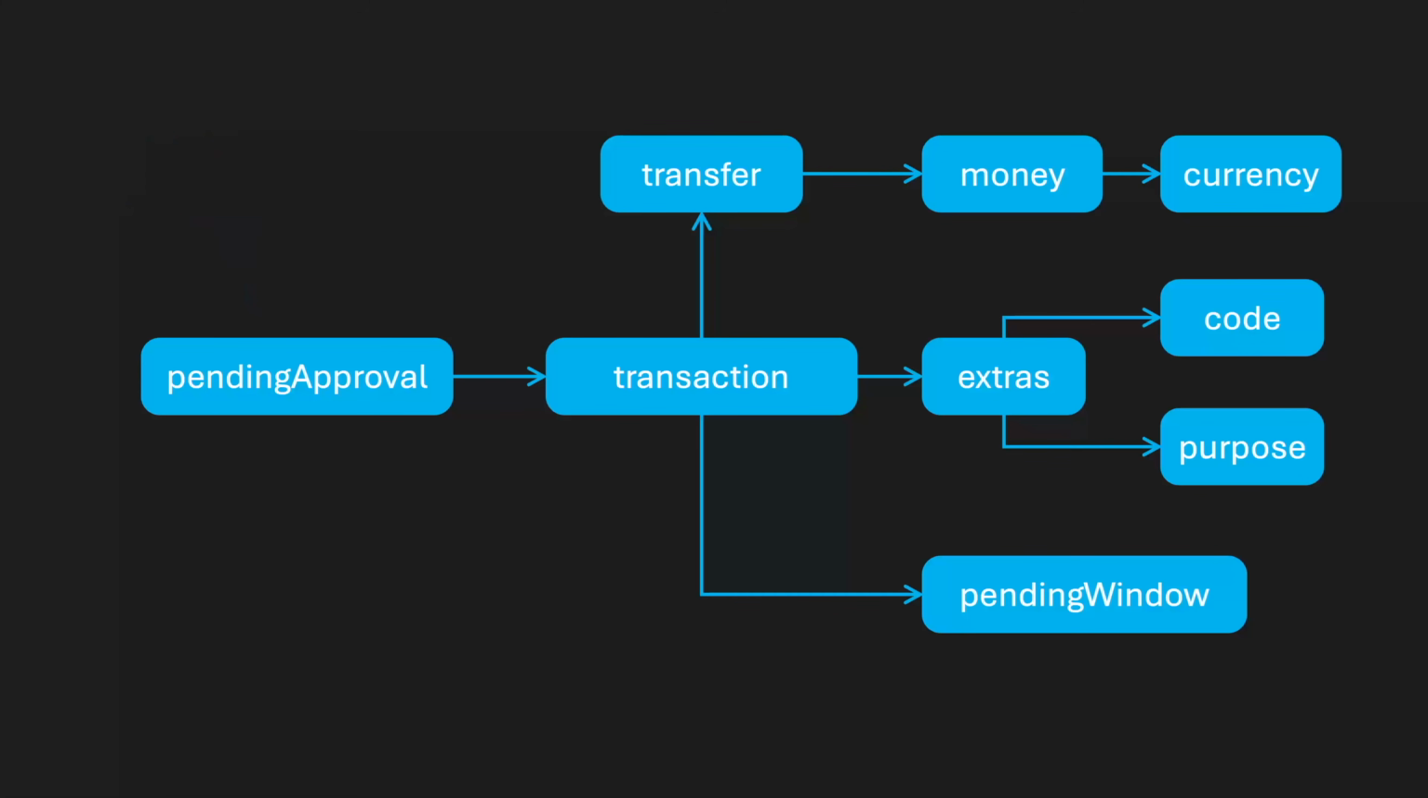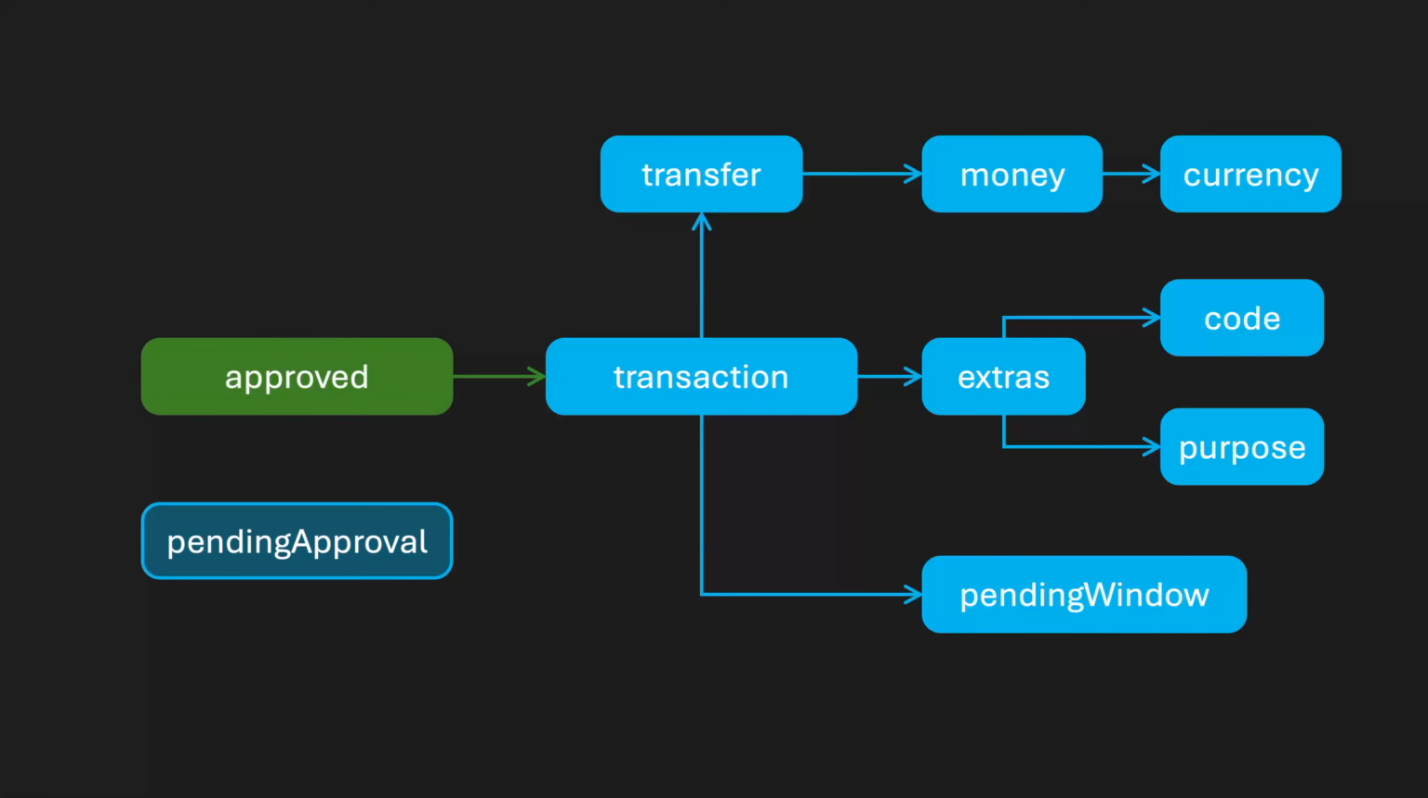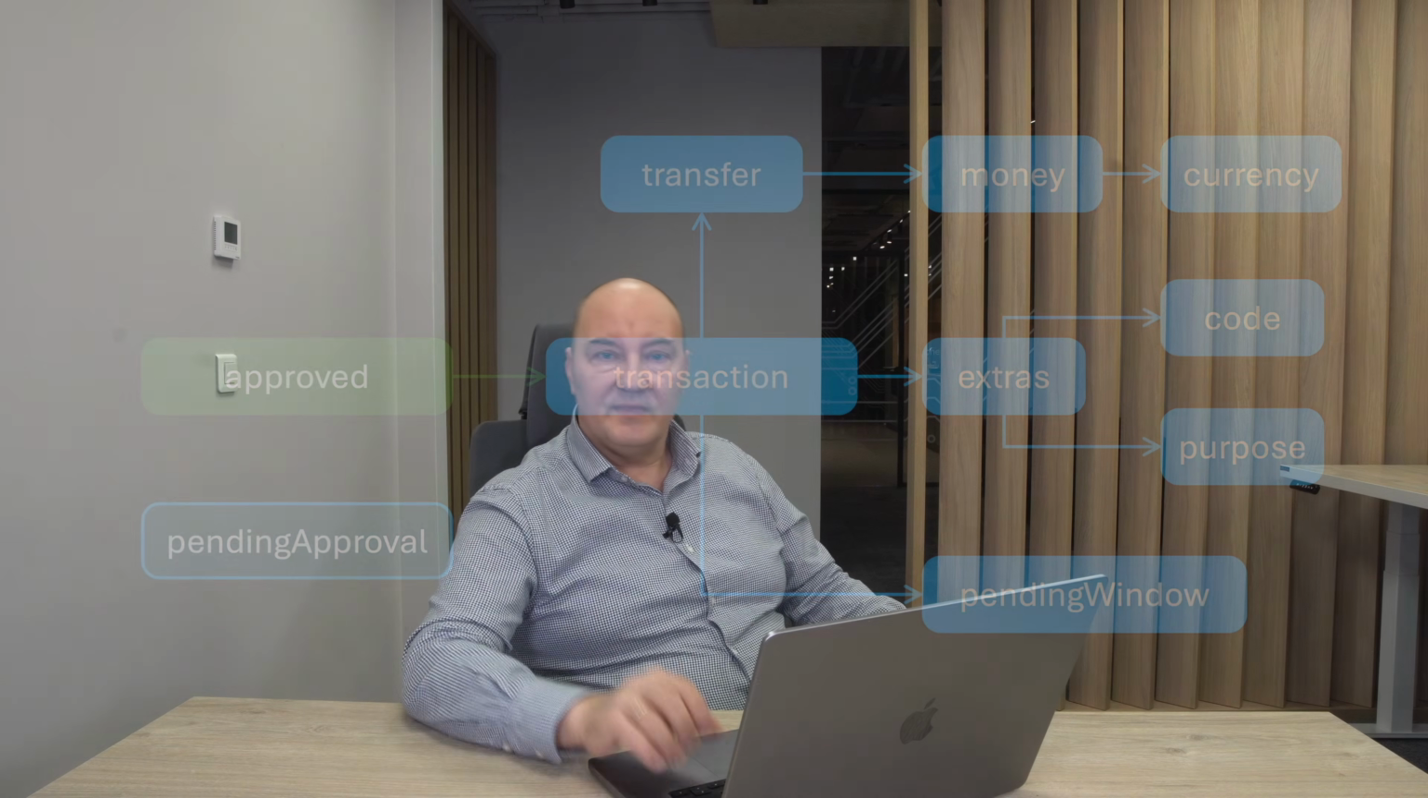Now try to imagine an operation on this object, for example, approving a transaction. Imagine that this is a pending approval. That means creating the approved transaction, but everything below will be reused. It could be a dozen other objects. Not a single one of them will be copied again. That is how we actually do the immutable design.